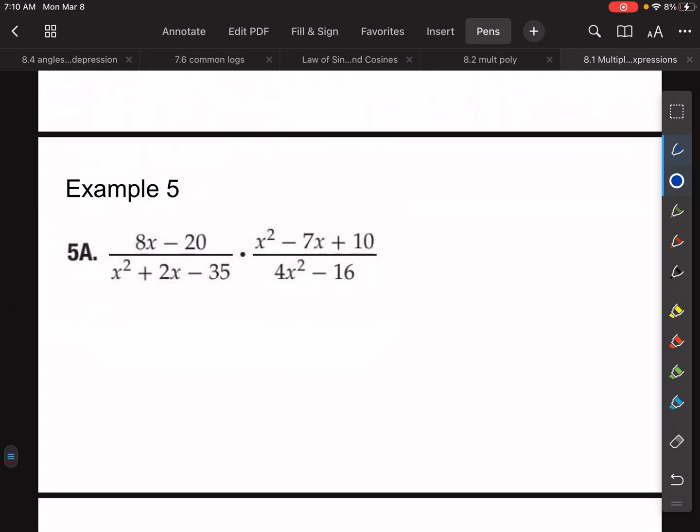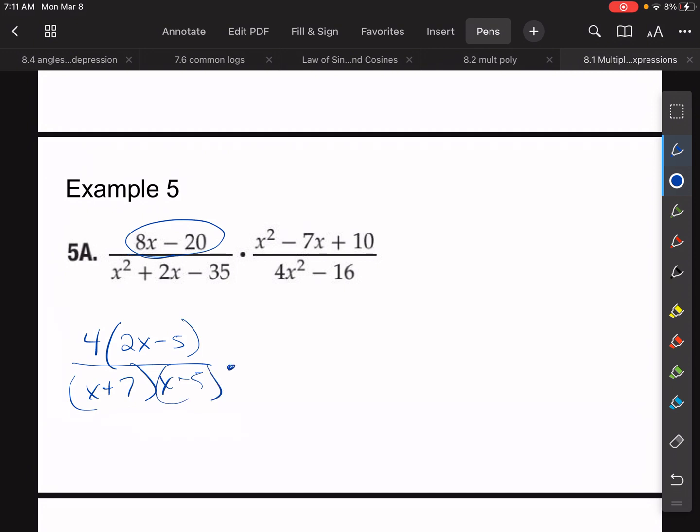So for 5a, is there anything in common with 8x and 20? And the answer to that is yes, 4, right? 4 can be taken out of both, and I'm left with 2x minus 5. So you're going to want to factor first. Okay, for the bottom piece here in 5a, two things that multiply to give me negative 35, add to give me 2, that's going to be x plus 7, x minus 5. Okay, so I'm factoring here, and then I'm going to factor this guy.